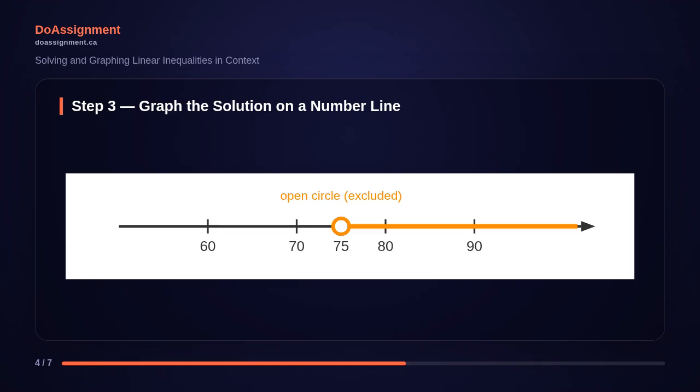Here is the number line graph. We place an open circle at 75 because 75 itself is not included. The inequality is strictly greater than. The shaded arrow extends to the right from 75, indicating that D can be any value greater than 75.